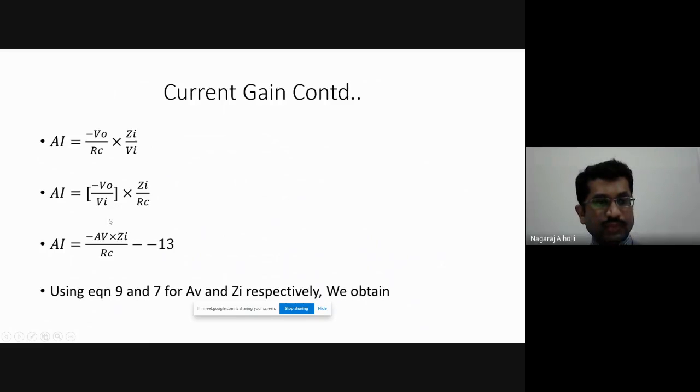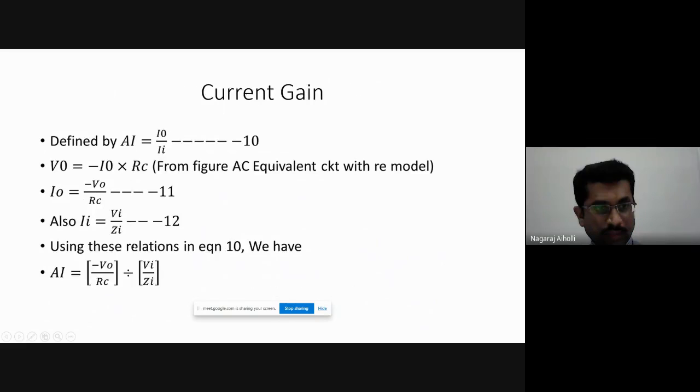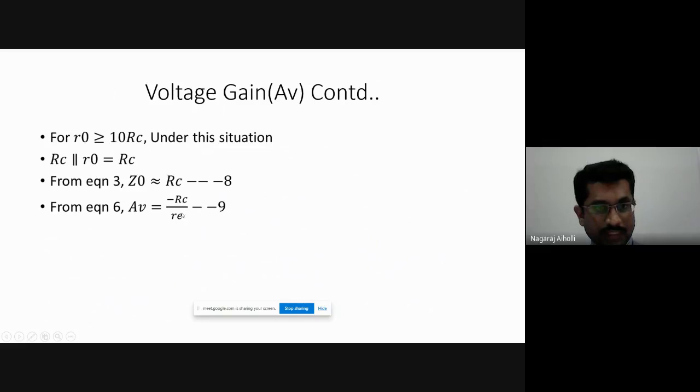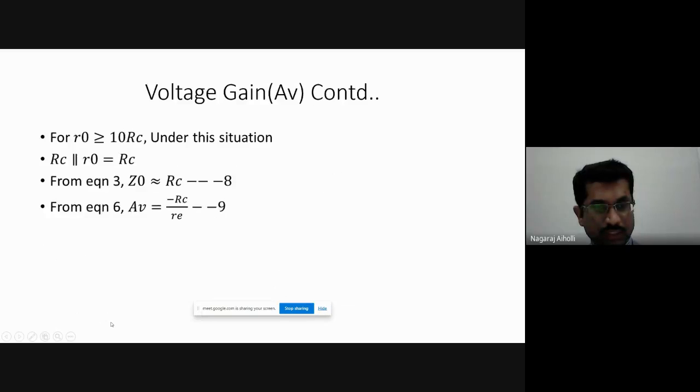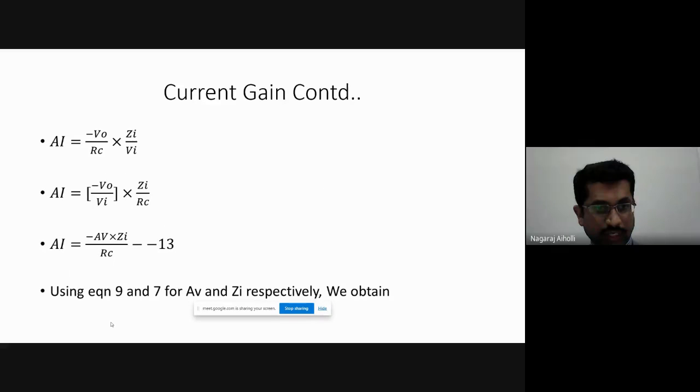V naught by VI is what, students? It is the voltage gain. Yes or no? That is, AI will be minus AV into ZI divided by RC. So, if we substitute equations 9 and 7 for AV and ZI: AV is equation 9, minus RC by RE, and ZI from equation 7 is beta RE. Substitute this in the equation for AI.